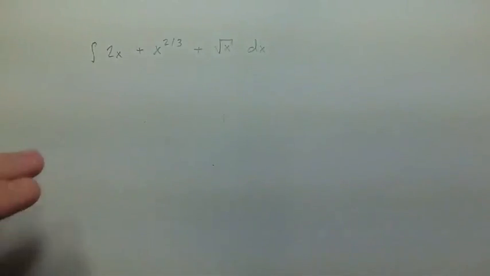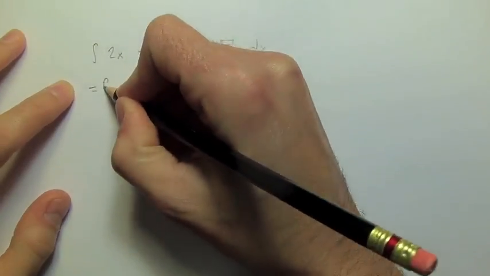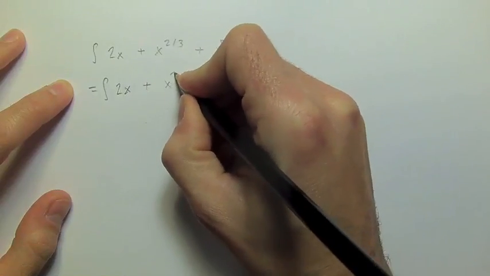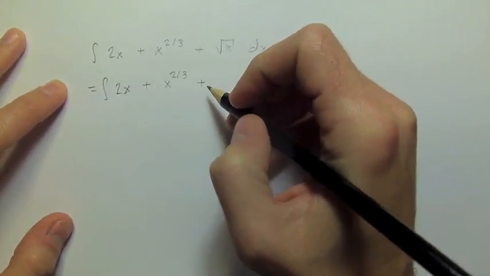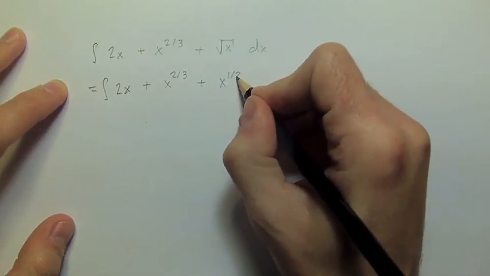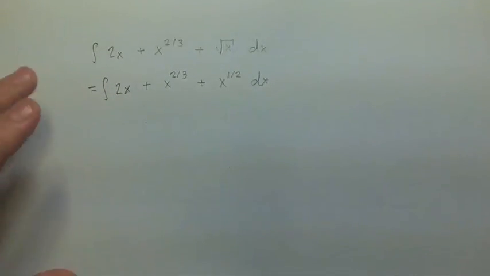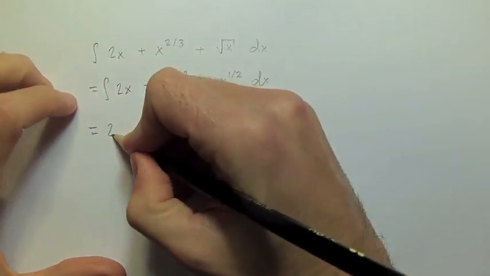So once again, we're going to start by simplifying things. Remember, this has to be your first step, because basically I need this as x to a power, right? Because I want to use the backwards power rule. All right, so now it's just going to be the integral of 2x, so that 2 comes along for the ride.